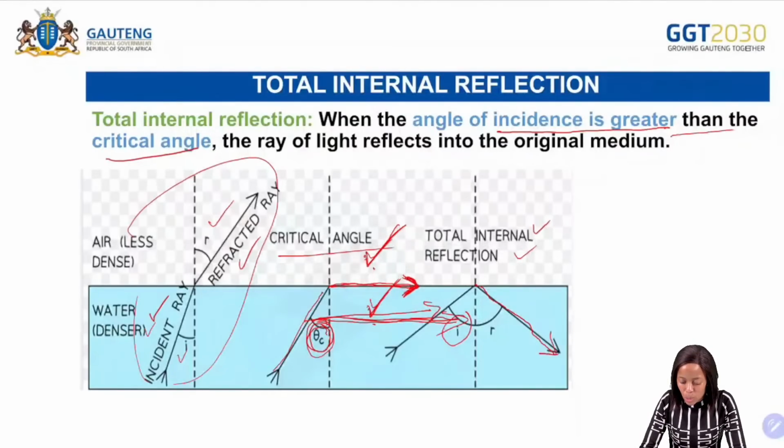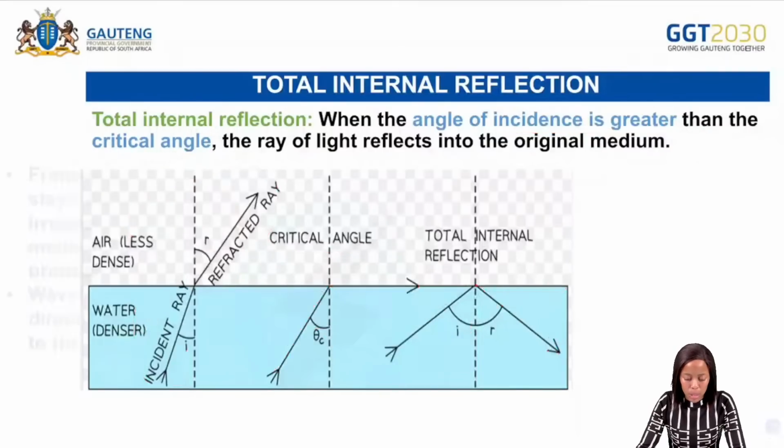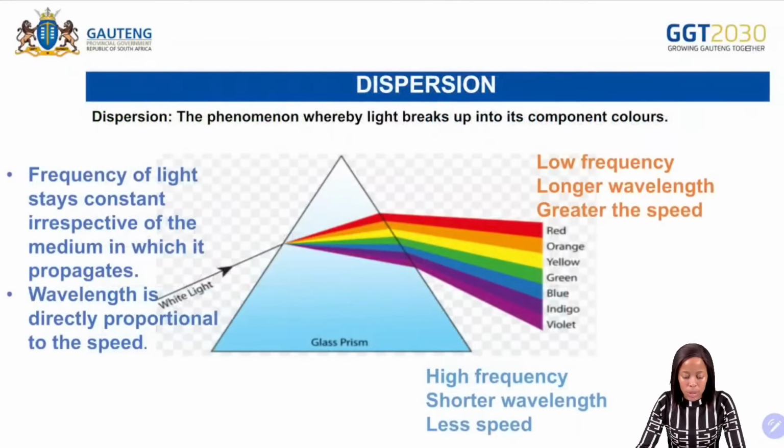Reflect into the original medium. What was the original medium? It was water. It has now reflected back into the original medium there. Then just to remind you on dispersion, it says the phenomenon whereby light breaks up into its component colors.